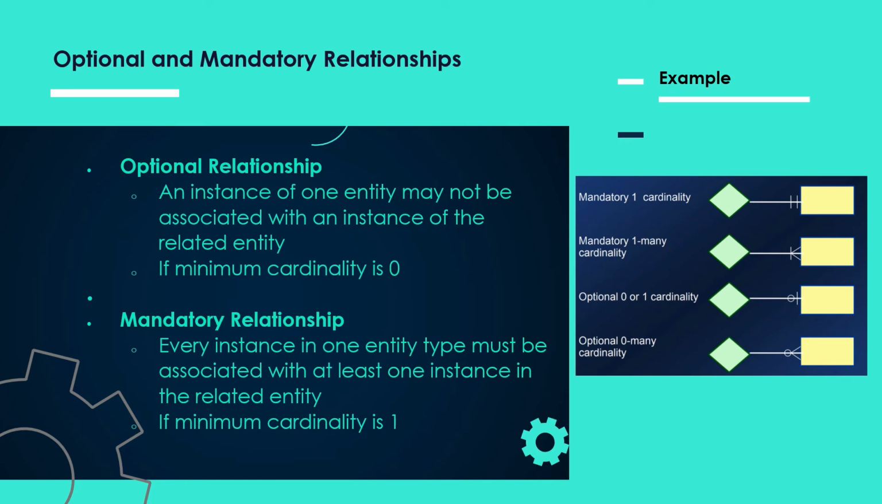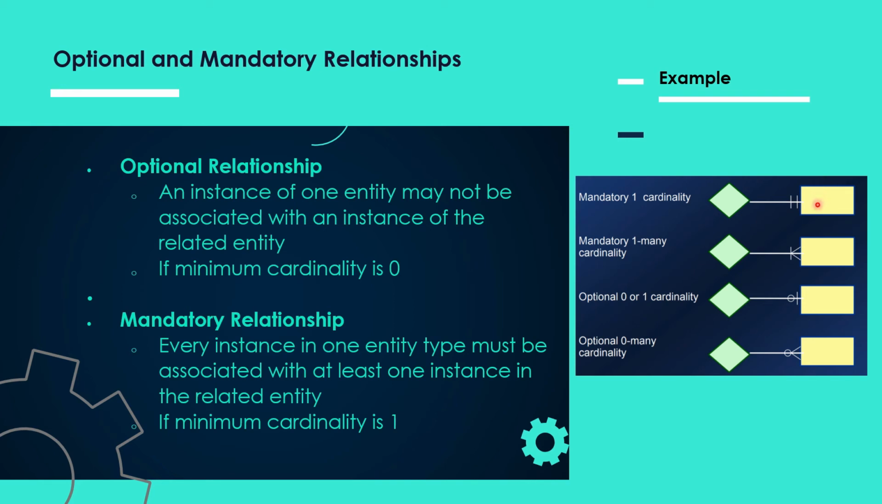An optional relationship states that an instance of one entity may not be associated with an instance of the related entity. The minimum cardinality is 0. While in a mandatory relationship, every instance in one entity type must be associated with at least one instance in the related entity. The minimum cardinality is 1. The symbol used for a mandatory relationship can be seen here.